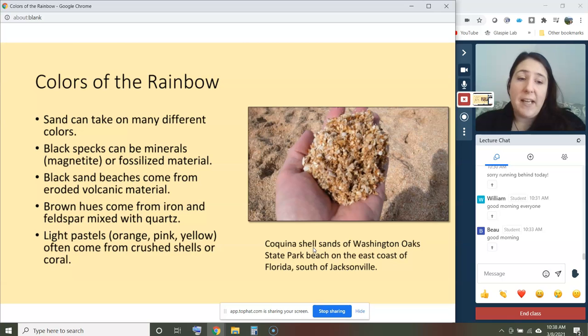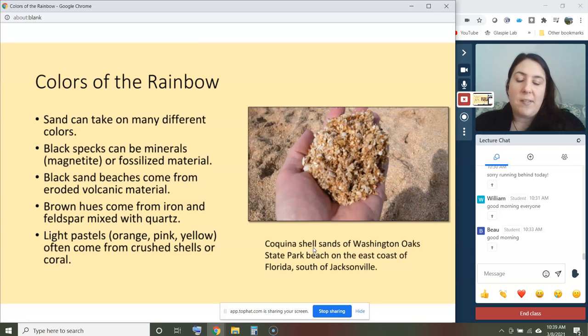Sand in the Gulf can take on many different colors. It's not all white sand. And here's an explanation where at least some of those colors come from. This doesn't explain all of the unique sand that's found around the world, but this at least explains most of it. So you might have darker than white sand that's darkened by these black specks, and these can either be minerals like magnetite that remain in the sand or fossilized material. So sometimes fossilized shells show up as black specks.